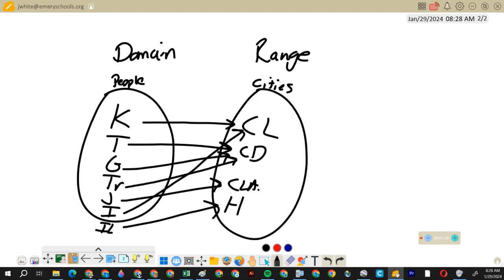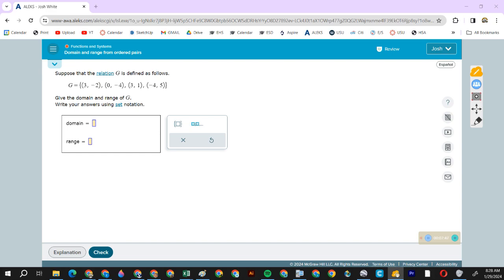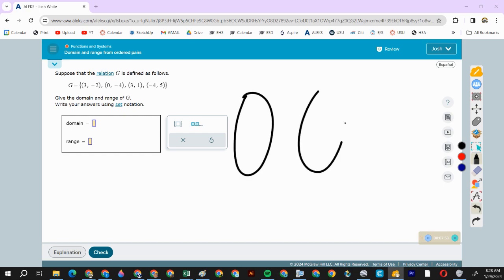And then usually our domain is called X and our range is called Y, but it doesn't have to be that way. And it's totally all right if two people live in the same city. So we have 3 people live in Castledale, 2 people that live in Cleveland. This is still a function. We go back to this. So here is my function.